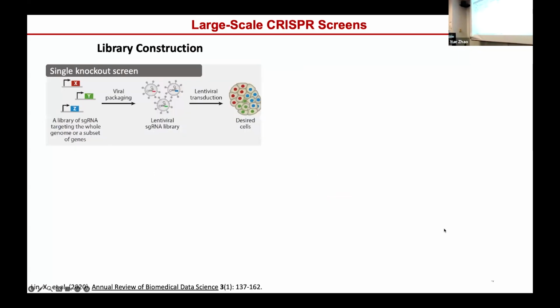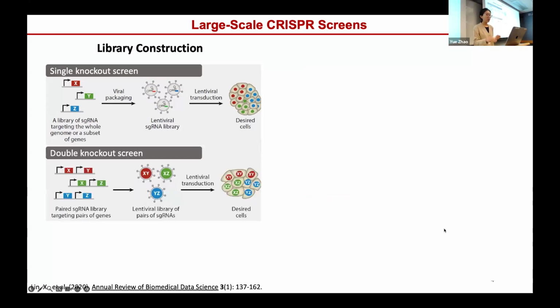It depends on the type of library construction. We can have a single knockout screen, like I show here. Each guide RNA is encoded on a single construct. Or we can have a double knockout screen. Here, two single guide RNAs are encoded on a single construct, and usually these two guide RNAs are targeting two different genes. So ideally, each cell will have two functional knockouts after introducing those lentiviruses.